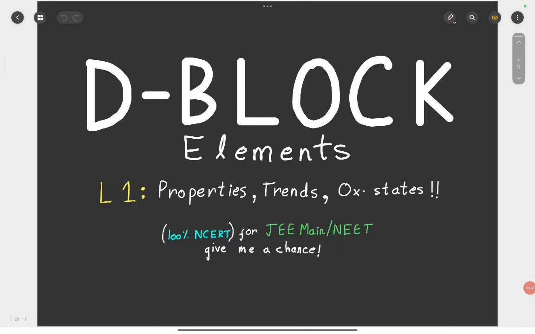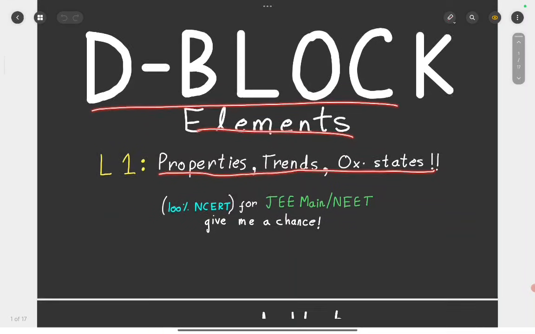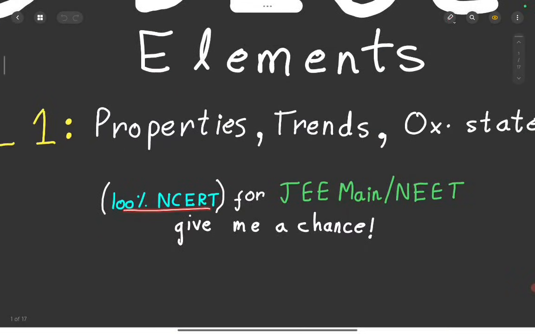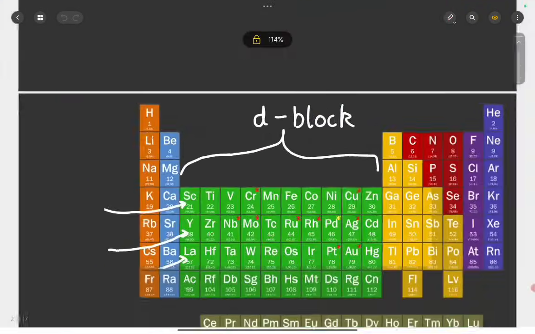So hello everyone, welcome to D block elements. This is the first lecture of D block elements, and in this lecture we will be covering the properties, trends and oxidation states of D block elements. I have covered the entire NCERT here for JEE Main only, so let's begin.